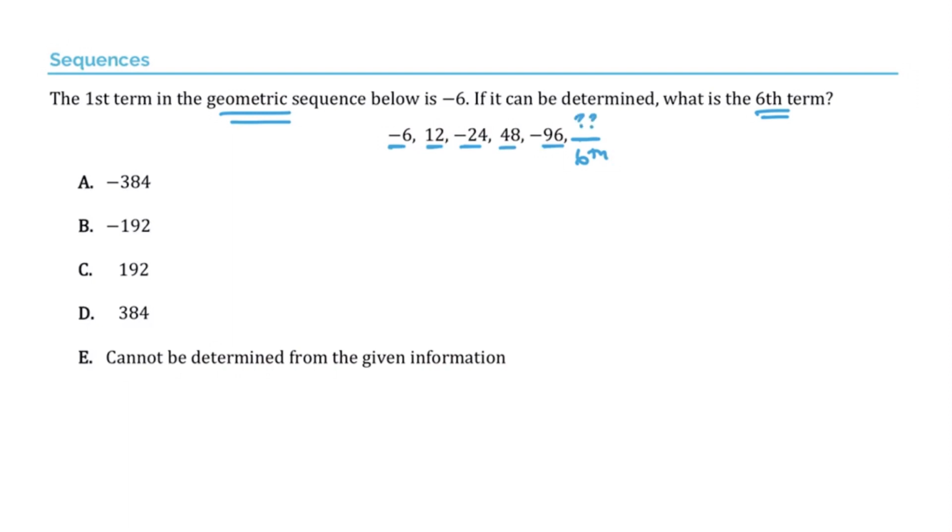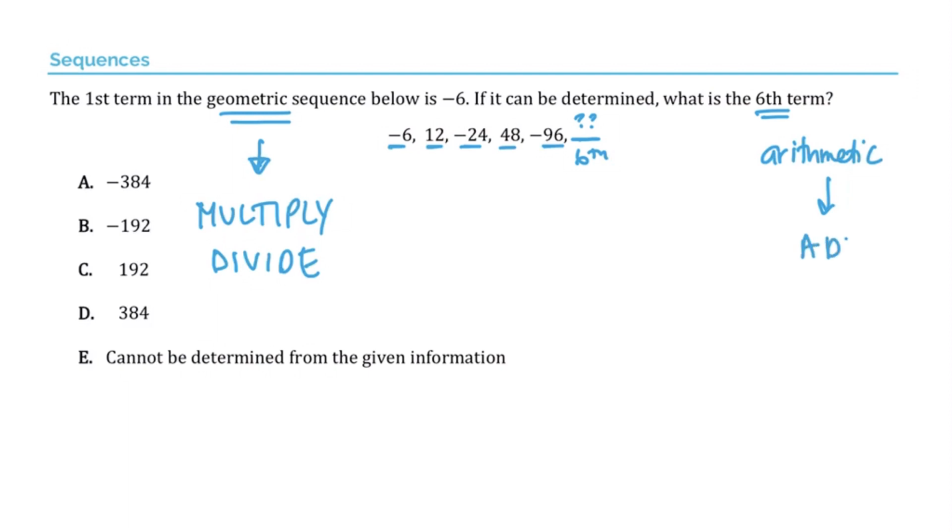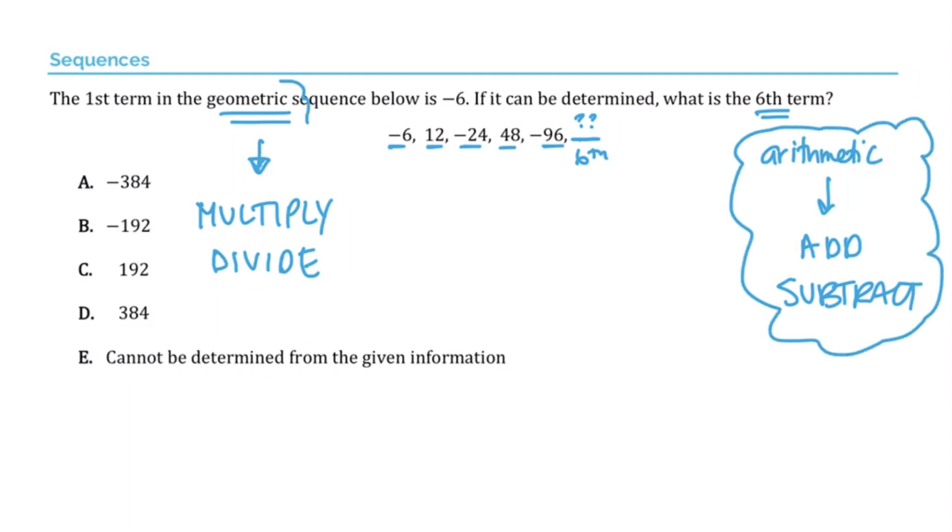So here's the review that I wanted us to do. In a geometric sequence, between each term, you multiply or you divide. In an arithmetic sequence, I'm just going to write this note over here on the side. If it had been an arithmetic sequence, in between each term, you add or subtract. So that's the key difference between arithmetic and geometric sequences.